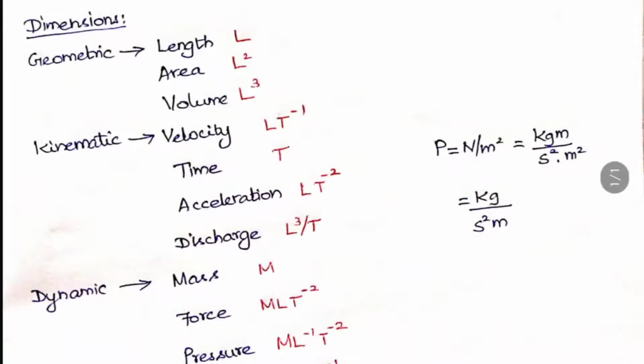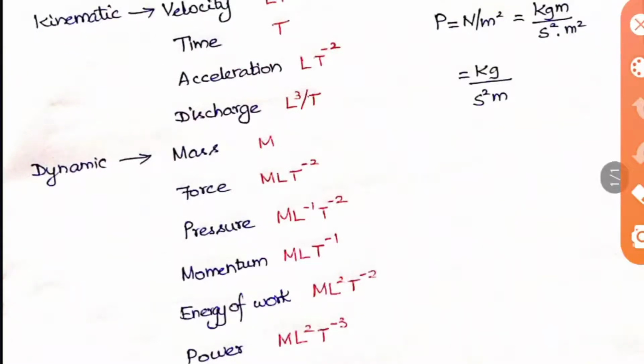And then the kinematic factors. Under that, for velocity it is L T power minus 1. Everything depends on its units only. For velocity we know that it is meter per second, no? So it is L T power minus 1. For time it is T. For acceleration it is L T power minus 2. For discharge it is L cube by T, that is meter cube per second.